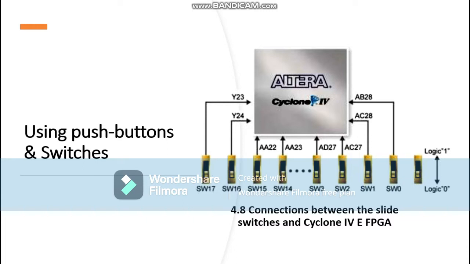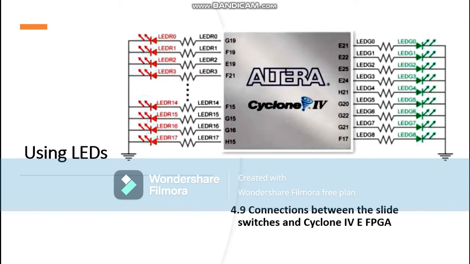There are also 18 slide switches on the DE2-115 board, see figure 4.8. These switches are not debounced and are assumed for use as level-sensitive data inputs to a circuit. Each switch is connected directly to a pin on the Cyclone 4E FPGA. When the switch is in the down position, which means closest to the edge of the board, it provides a low logic level to the FPGA, and when the switch is in the up position, it provides a high logic level. So now let's proceed with the use of LEDs.